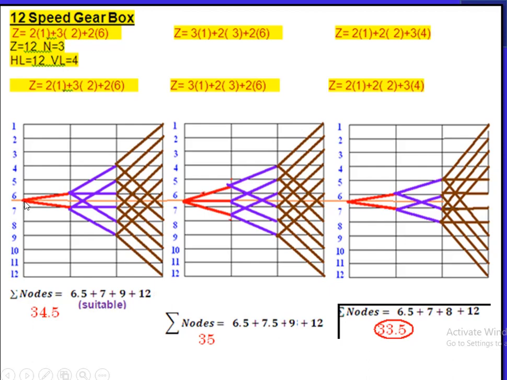So we got the middle portion, and from this we draw a structural diagram. For the first structural formula, that is 2 of 1, 3 of 2 and 2 of 6. 2 of 1 means 2 rays are there in a gap of 1. So, the red line: 2 rays are there in a gap of 1. In between that there is only one speed step, or the gap is 1. So 2 points are created.